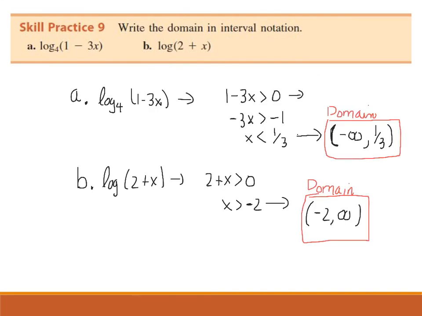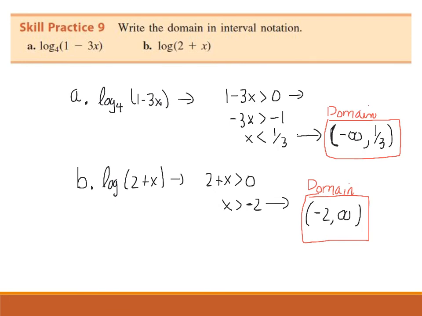So here are the answers to skill practice 9. For A, our domain is negative infinity to 1/3, and you can see how this was solved. We let 1 minus 3x is greater than 0. So negative 3x is greater than negative 1. So x is less than 1/3. So that means our domain is negative infinity to 1/3.